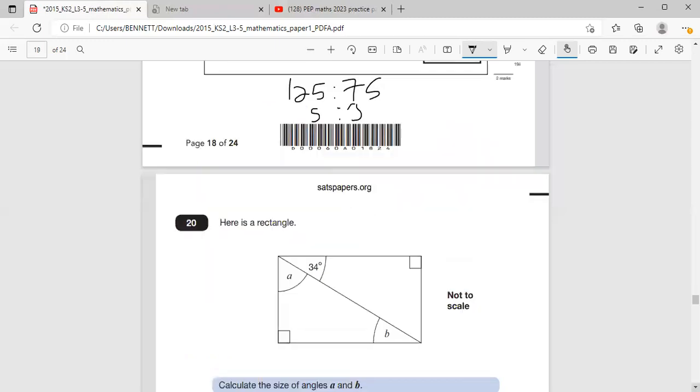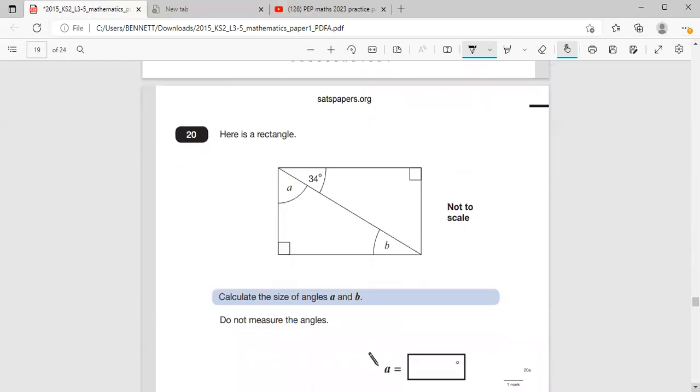Alright, let's move on to 20. It says, here's a rectangle. Calculate the size of angle A and angle B. Let us calculate right here first, that's the easiest way. We know this is 90 and this is 34, and this and this are going to equal 34. Or we could look at it and say alternate angles. I don't know if they've exposed you guys to that yet. This is a Z angle, so this will work out to 34. But let us work out this part.